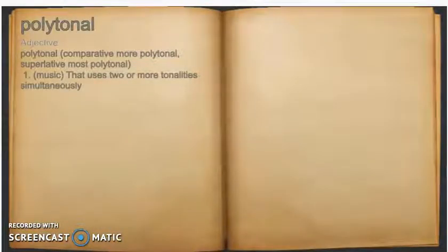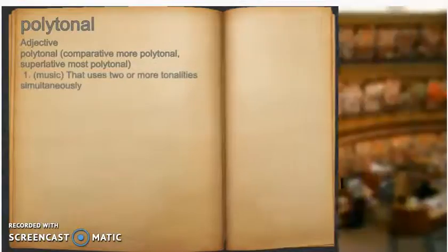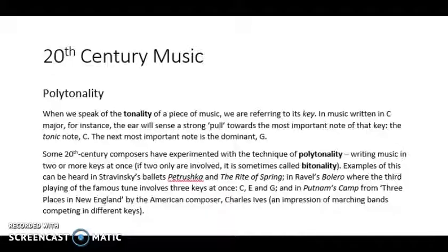Polytonal. Adjective. 1. Music that uses two or more tonalities simultaneously. So this week we're going to look at the term polytonality. When we speak of the tonality of a piece of music, we are referring to its key. In music written in C major, for instance, the ear will sense a strong pull towards the most important note of that key, the tonic note C. The next most important note is the dominant G.